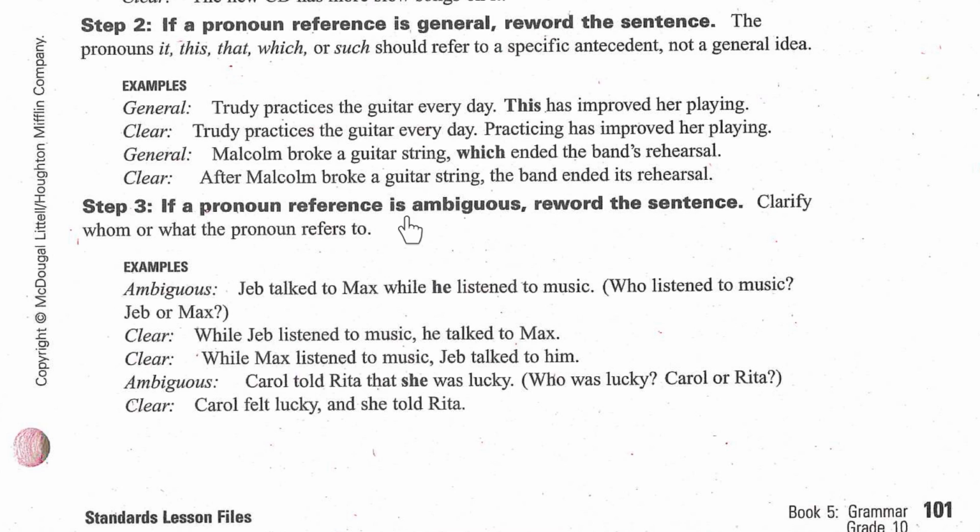So if a pronoun reference is ambiguous, reword the sentence. Clarify whom or what the pronoun refers to. Ambiguous, clear, clear, ambiguous, clear. Okay, we don't want ambiguous, unclear, we want clear. Jeb talked to Max while he listened to music. Okay, so who's listening to music? Max or Jeb? It's ambiguous. We don't know. So let's clarify it. While Jeb listened to music, he talked to Max. While Max listened to music, Jeb talked to him. It could be either way.